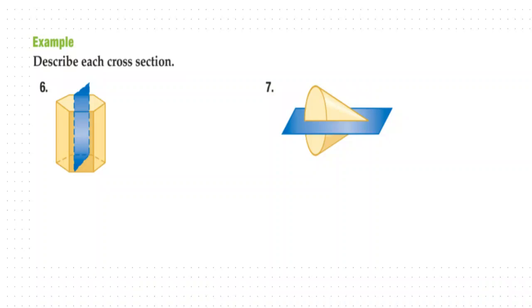Alright guys, here's the video for 6 and 7. For these ones, I want us to describe each cross-section. For some of you, it would be really obvious what they are, and for some of you, it will be a little harder. So let's go ahead and go through this really quick. Let's take a look at number 6.